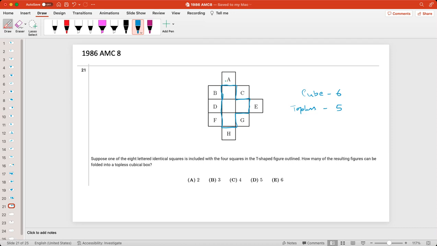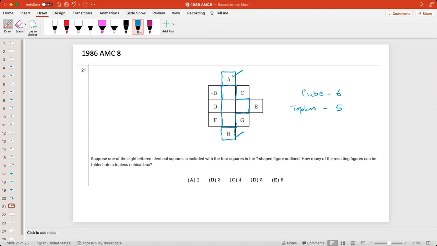So suppose I'm going to use A here. I'm going to include A with these 4. This is going to be the fifth side. So if A is the fifth side, obviously I can fold this into a cube, right? You can see this formation here. So A is possible. So if A is possible, then look at H. H is just the opposite of A. This 5 squares including H is also a possible combination to make a cube.